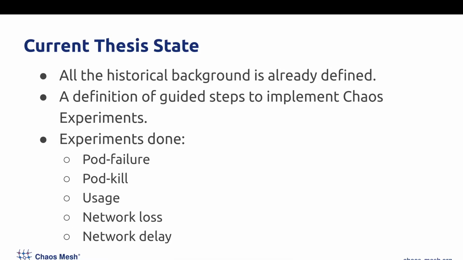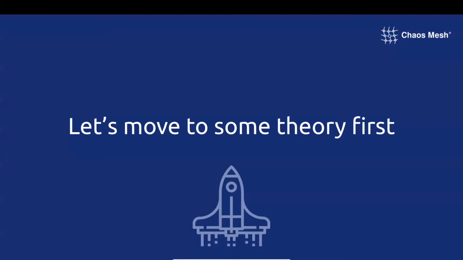A definition of guided steps to implement chaos experiments, and some of the experiments that I have already tried with Chaos Mesh. Some for the thesis and some only for pleasure, honestly. The pod failure, the pod kill that we're going to see in some minutes, the usage of the CPU, network loss, and the network delay. So let's move to some theory first.